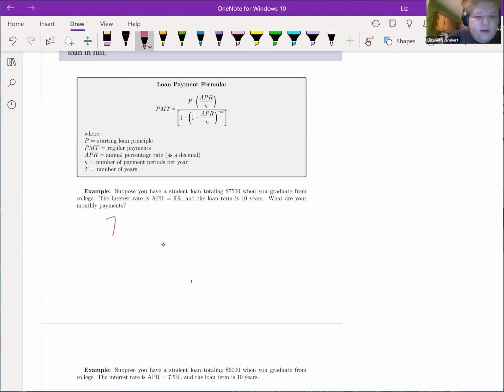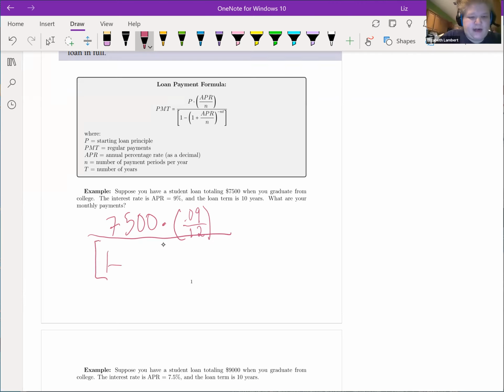So we are going to start with 7,500 times the APR as a decimal, 0.09 over 12. And then on the bottom, we have a crazy mess. So we have brackets, 1 minus parenthesis, 1 plus 0.09 over 12, to the negative 12 times 10 years.